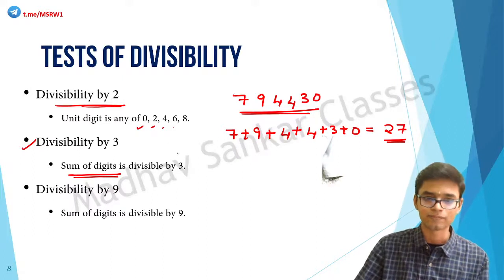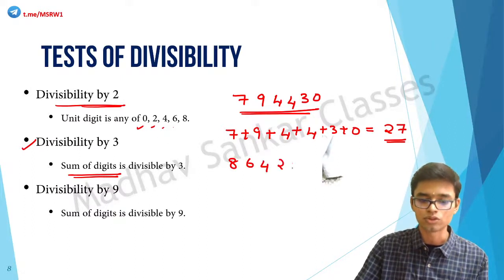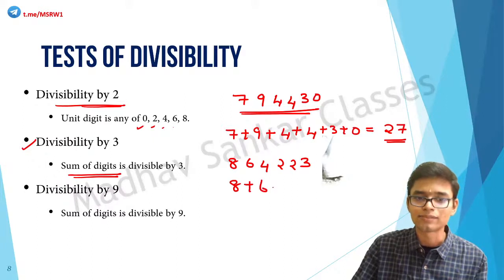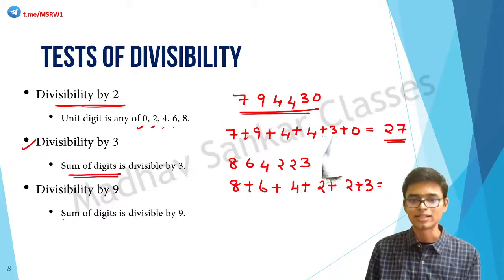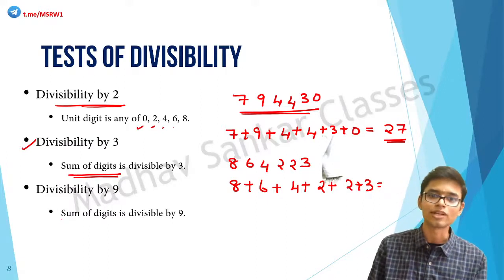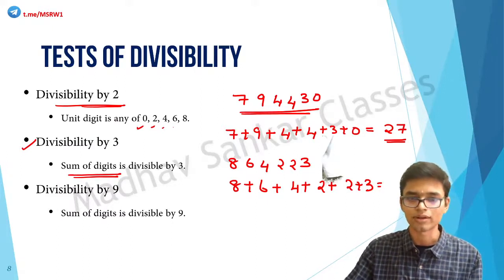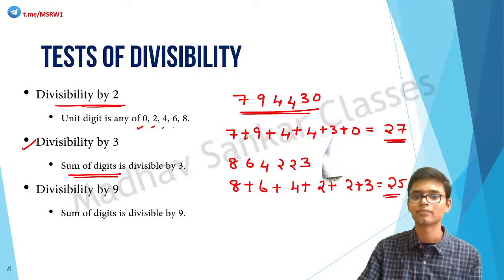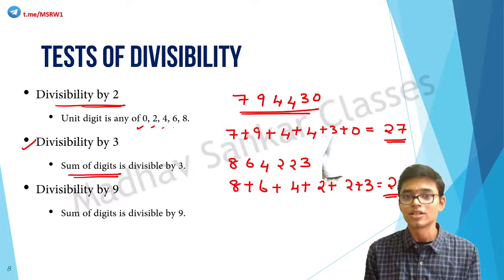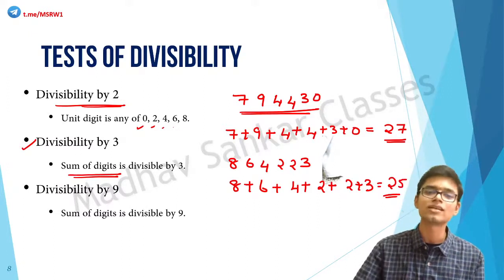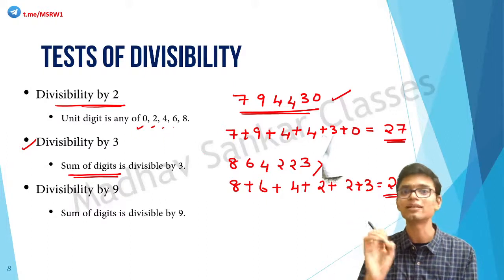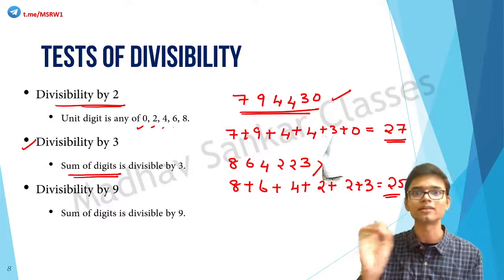Got it? Another example. Say 864223. Is this number divisible by 3? Let's check. 8 plus 6 plus 4 plus 2 plus 2 plus 3. What is this? 8 plus 6 is 14, 16, 18, 20, 25, sorry. The value is 25 when you add all these digits. Is 25 divisible by 3? No. So the given number is also not divisible by 3. This is how you calculate whether a number is divisible by 3. Find out the sum and check if the sum is divisible by 3.